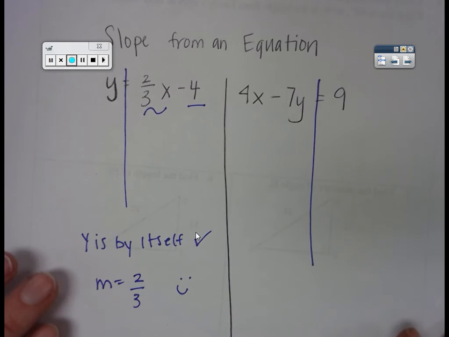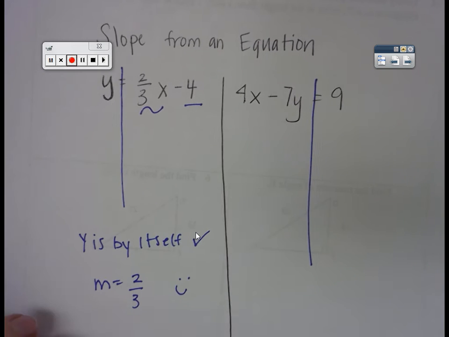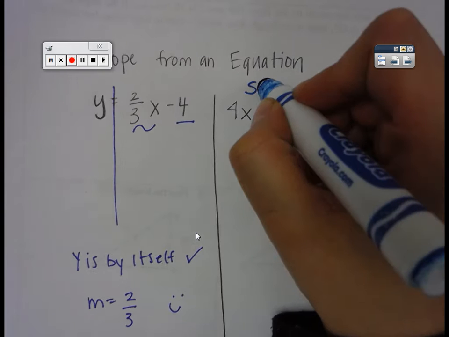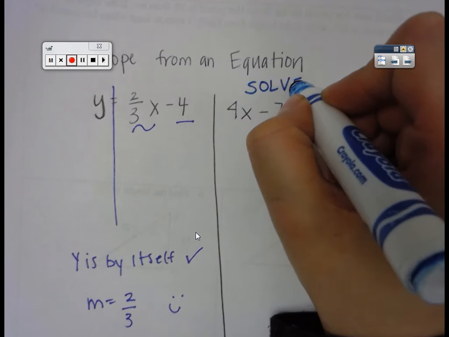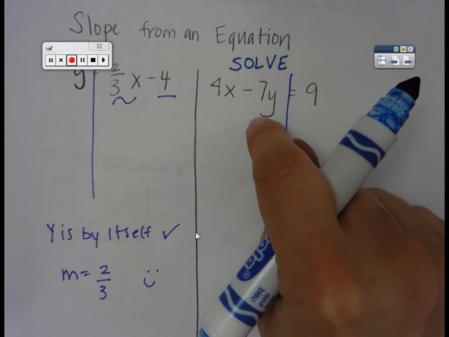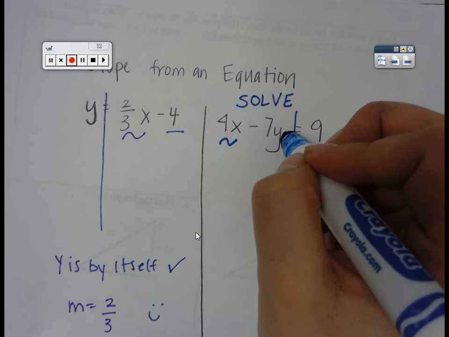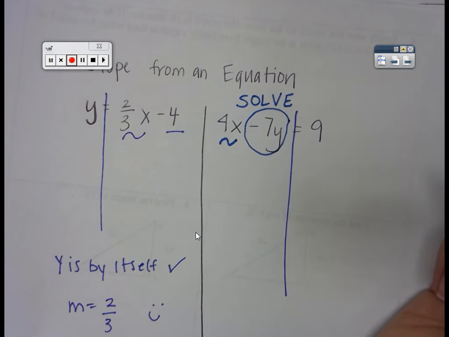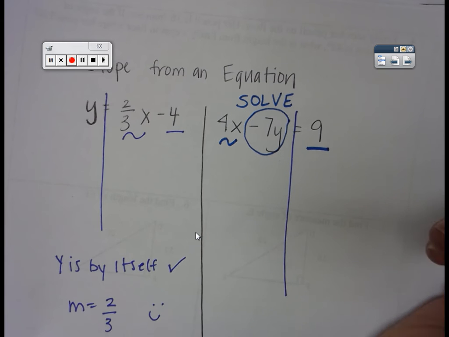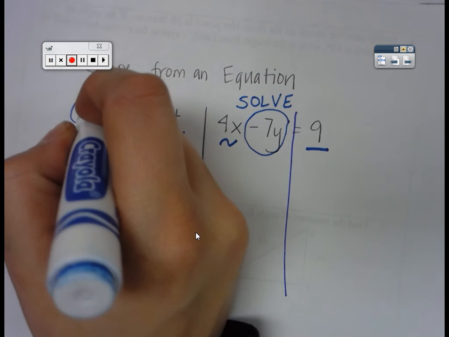Now, if it doesn't look like that, then you're going to have to solve. It's two different kinds. You might have to solve, or you might not have to. So in order to solve, here's what I do. X, squiggly. The y, circle. And the 9 doesn't have x or y, so I underline it. So only on this side can go y's, just like this.